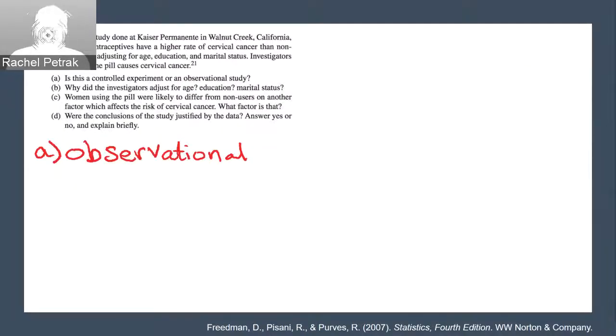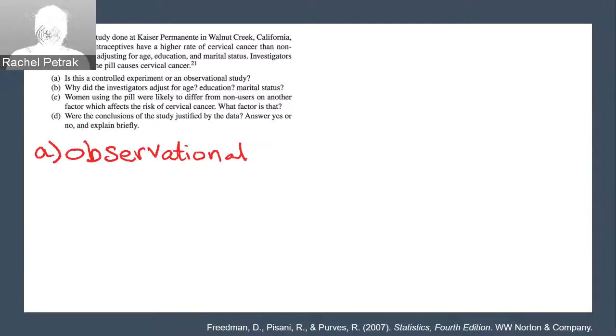Why is this an observational study? Because Kaiser Permanente couldn't randomly assign participants to take oral contraceptives or not take oral contraceptives. The women in the study either took oral contraceptives or they didn't, and they reported that back to Kaiser Permanente.